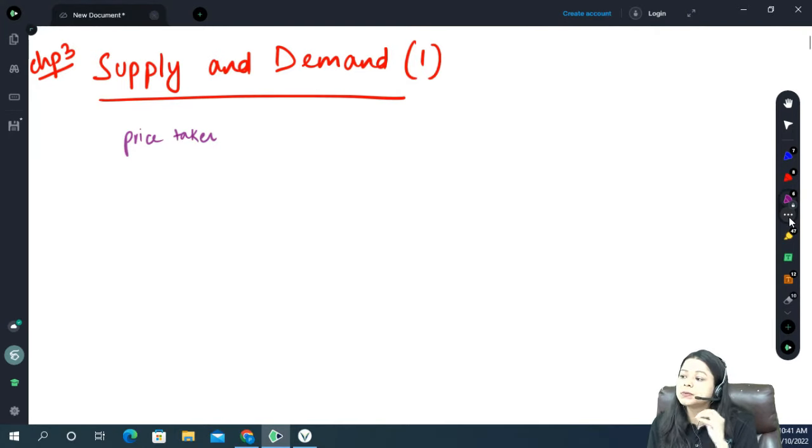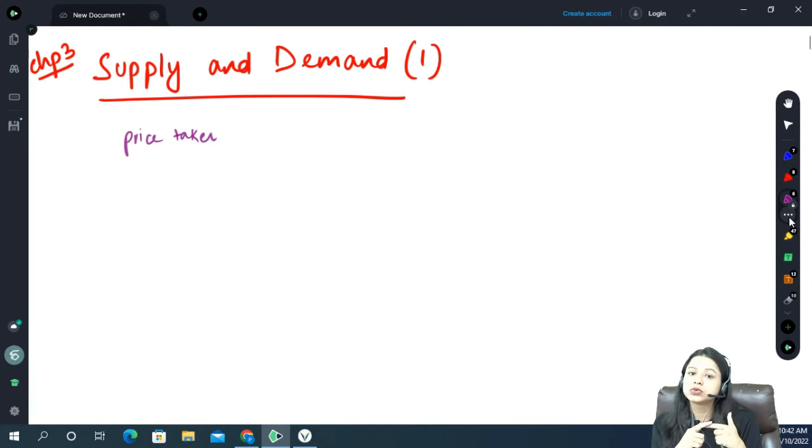Price taker, who is a price taker? A price taker is a firm that does not decide on the price of the goods which he or she sells on its own. The price at which they sell their goods depends on the market, right? So they cannot influence the market price. That person is known as a price taker, right?